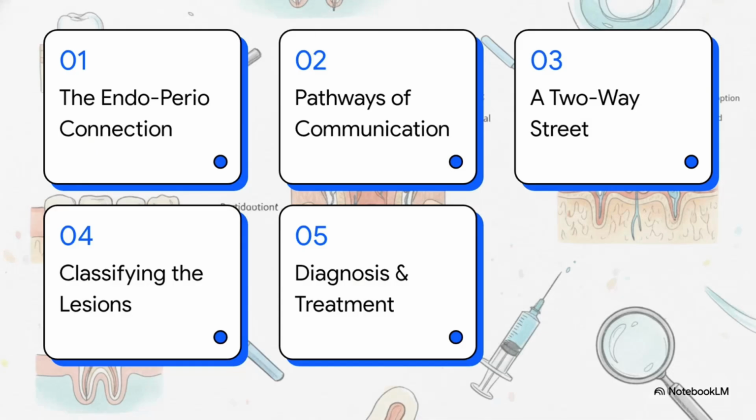So here's our game plan. We'll start with a basic connection between these two tissues. Then we'll map out how they talk to each other. We'll explore why it's a two-way street of disease. And then, this is the big one, we'll dive into the classifications you absolutely have to know for your exams. And finally, we'll wrap it all up with a solid plan for diagnosis and treatment.